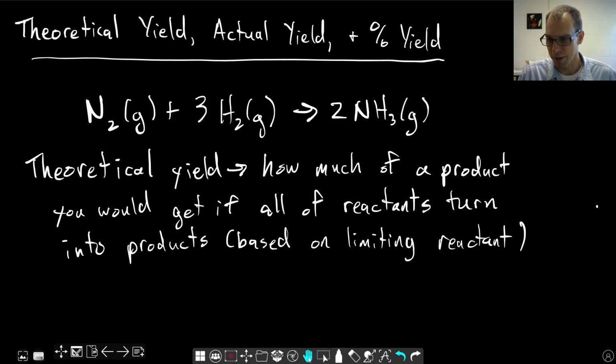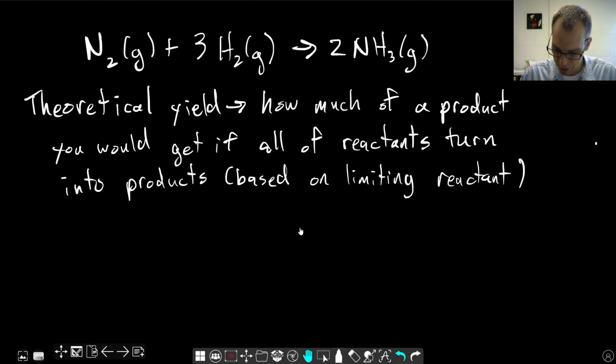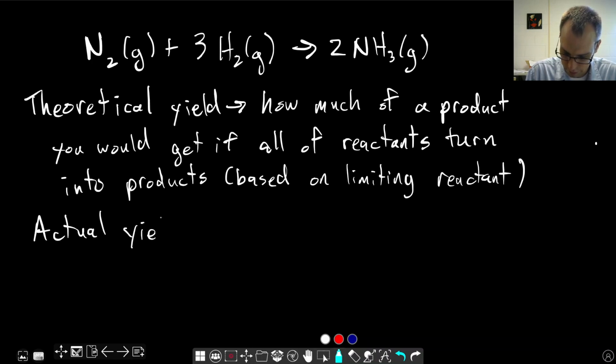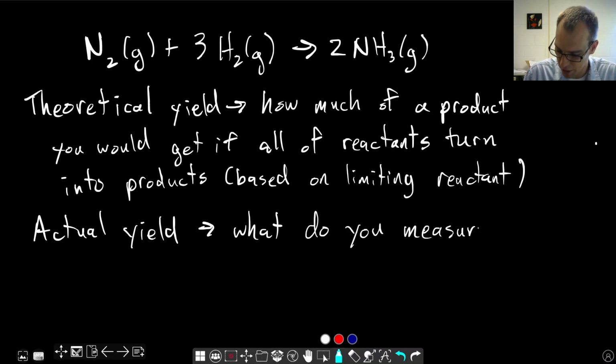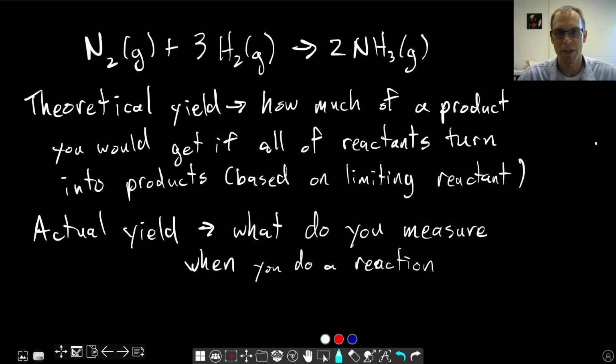Now, what is an actual yield? The actual yield is what you measure from actually doing the reaction. So this isn't something that you can calculate. You actually have to do an experiment and see what the reaction gives you. In general, there's no way to figure out what the actual yield is without it being told to you. You'll be told this is how much you actually got from doing this reaction in a problem or something like that.